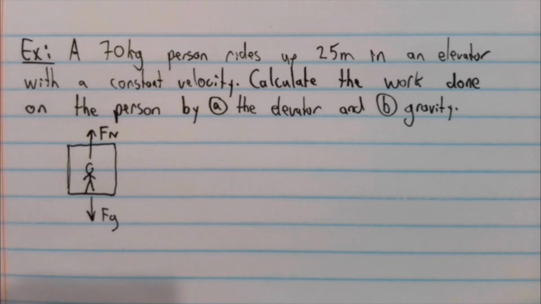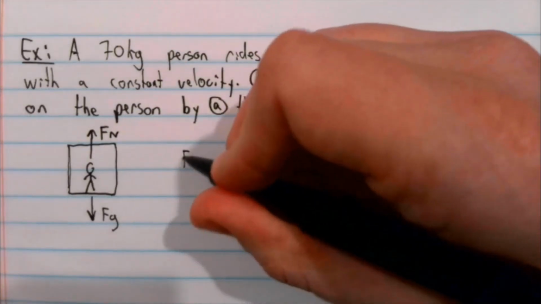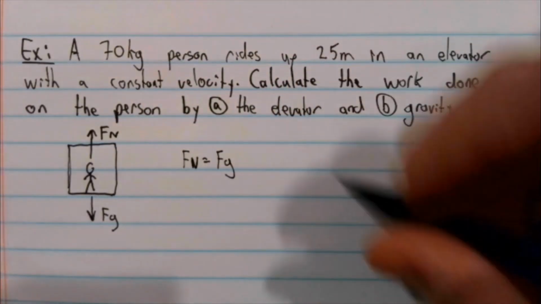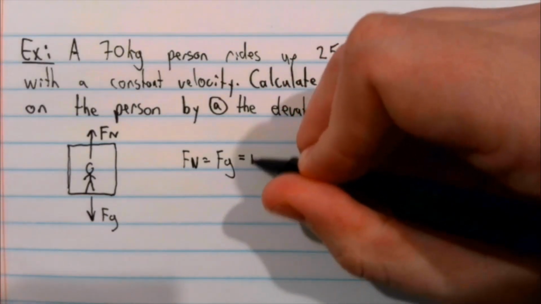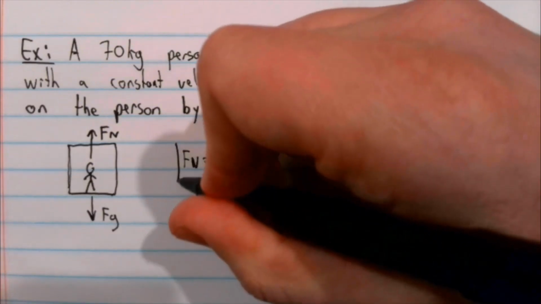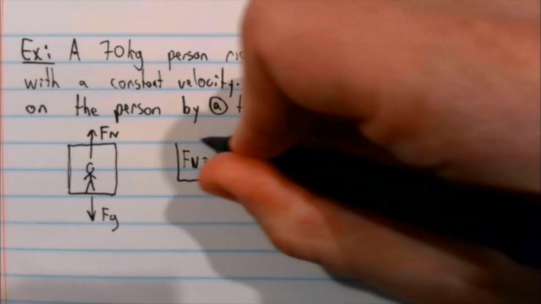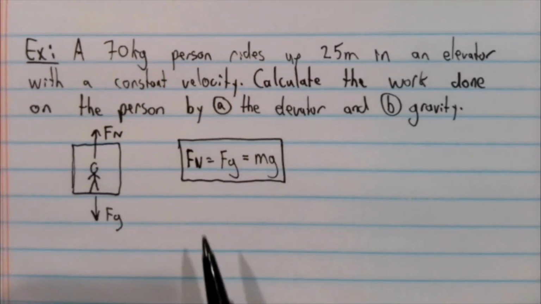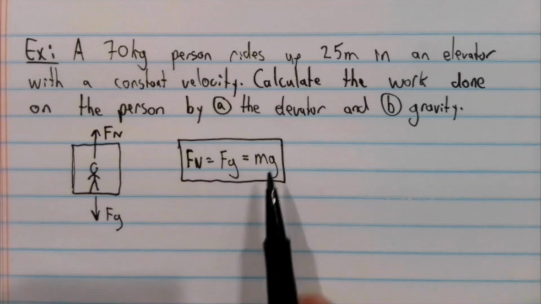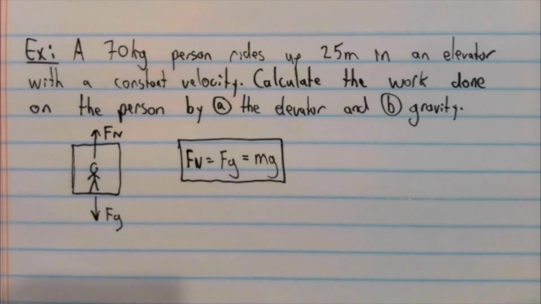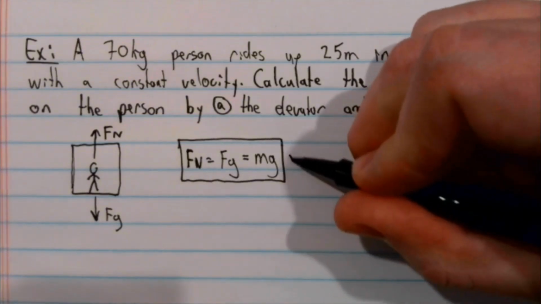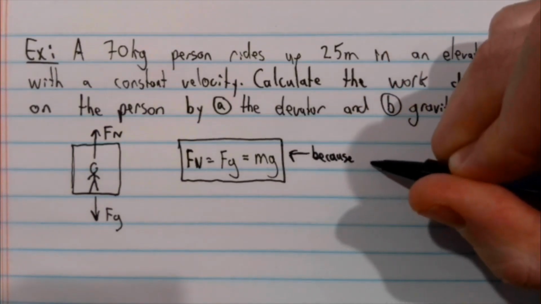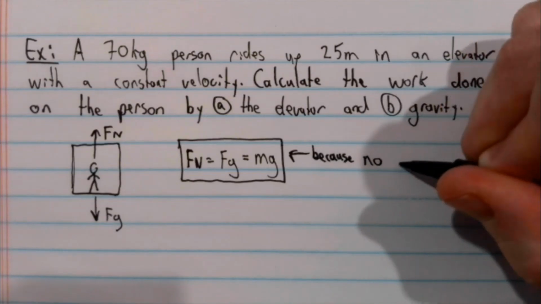Thing to remember about it is Fn and Fg are usually equal in this class. And Fg is equal to mg. So right here, this kind of describes the particular problem we're on. Normal force, Fn equals Fg equals mg, and this is only because no acceleration.